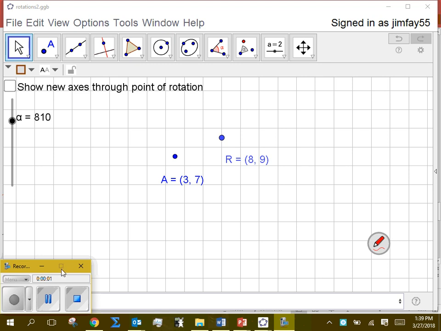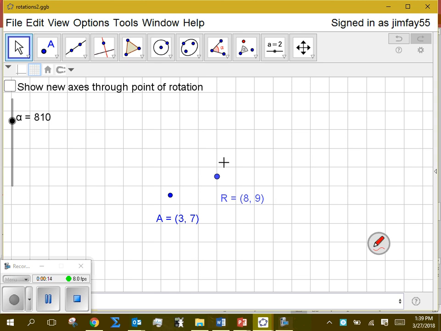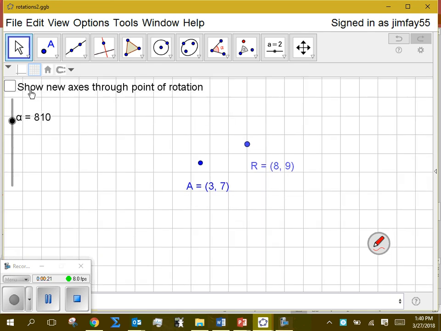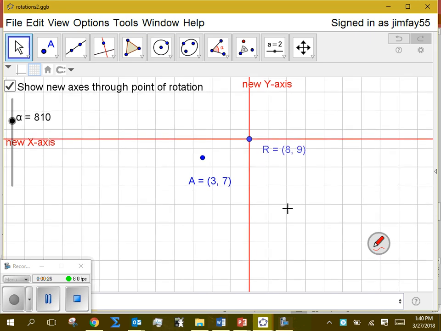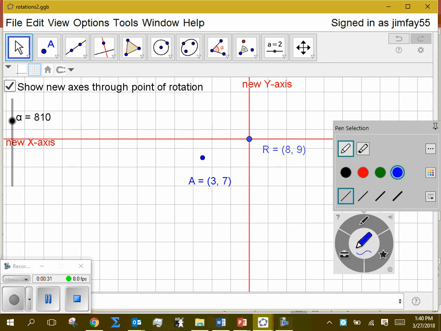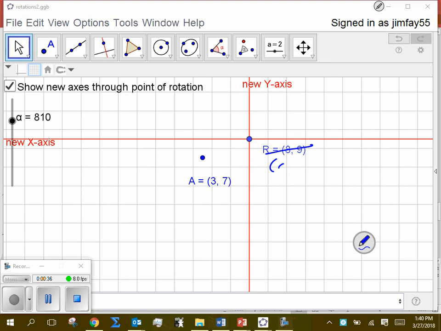I want to do one example of rotating these things around a point that is not 0, 0. So first thing I want to do is take this point 3, 7 and rotate it around this point 8, 9. The approach that I gave you yesterday was to place these axes in there, and then you start to relabel things based off those axes. So I'm going to relabel this as 0, 0.